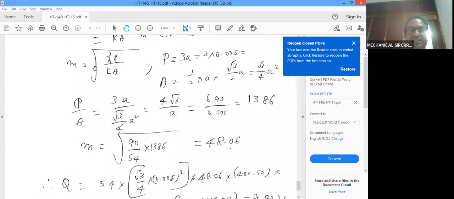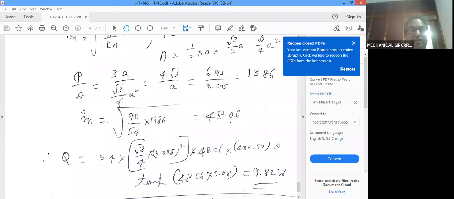So therefore M is equal to square root of hP by kA. Square root of h value 90 by k value 54 into P by A value 1386. After getting the square root, you'll get M value as 48.06. Okay? Now heat transfer rate Q is equal to, you can use this formula or you can use this formula also.